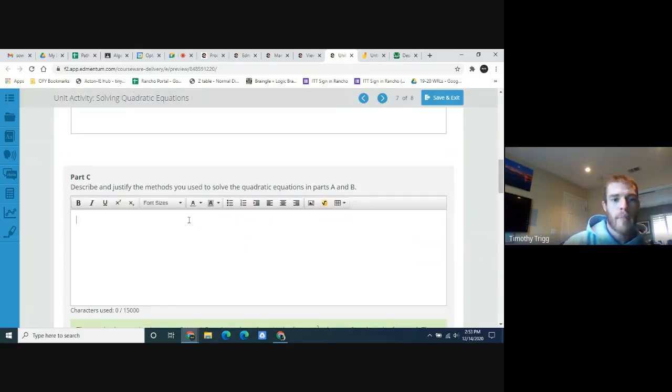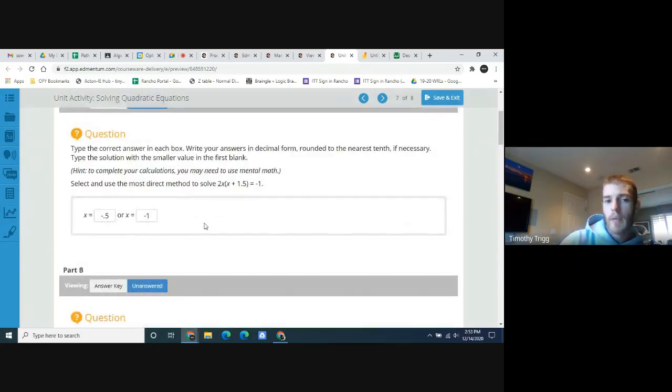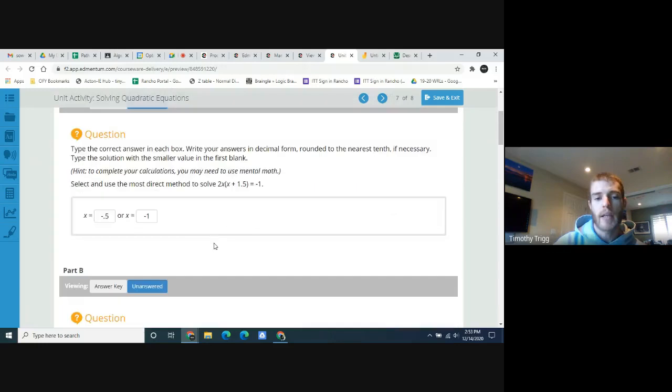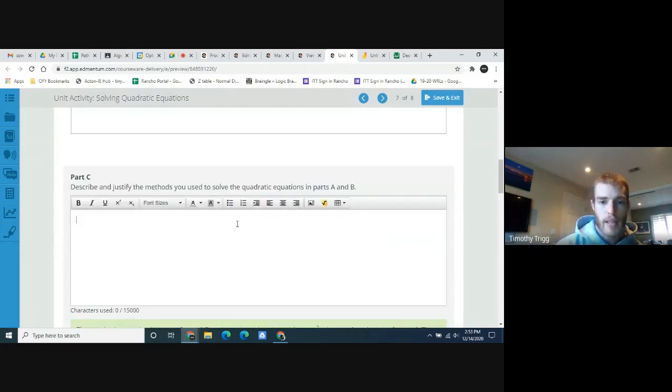Describe and justify the methods you use to solve the quadratic equations in part A and B. So you'll type something. I kind of explained it along the way, but for the first one, for A, it was factorable. So we were able to just factor it, and that made it easy. The second one is not factorable, so we use the quadratic formula. So that's what I want you to explain there.